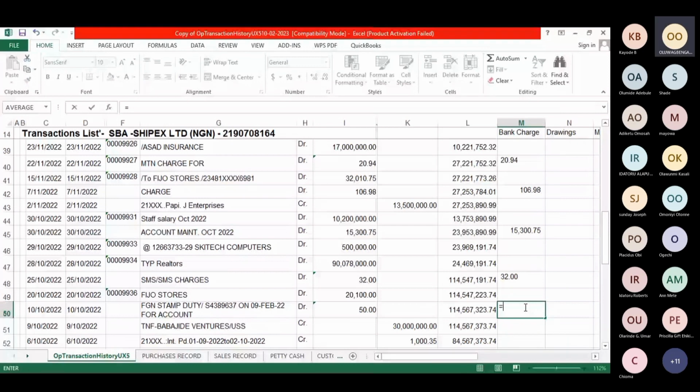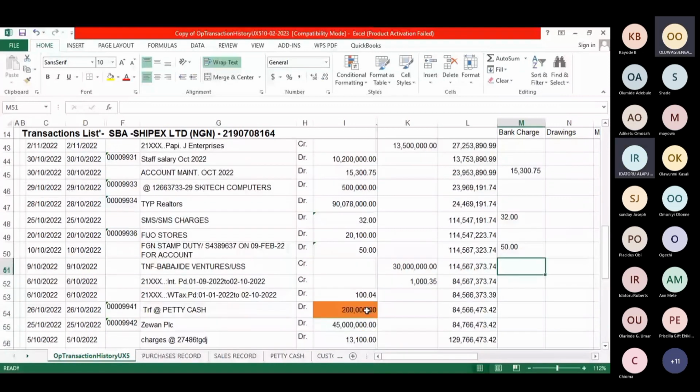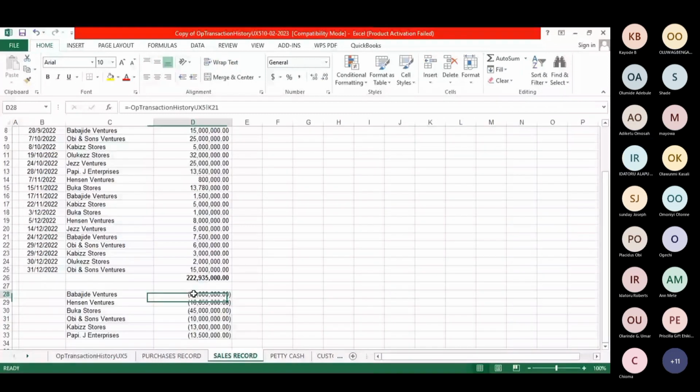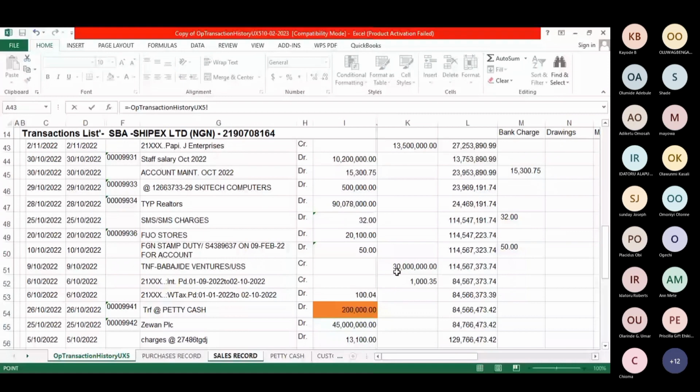And see another one here, Babajide Ventures, 30 million. That relates to my sales. I come here. I call it Babajide Ventures.